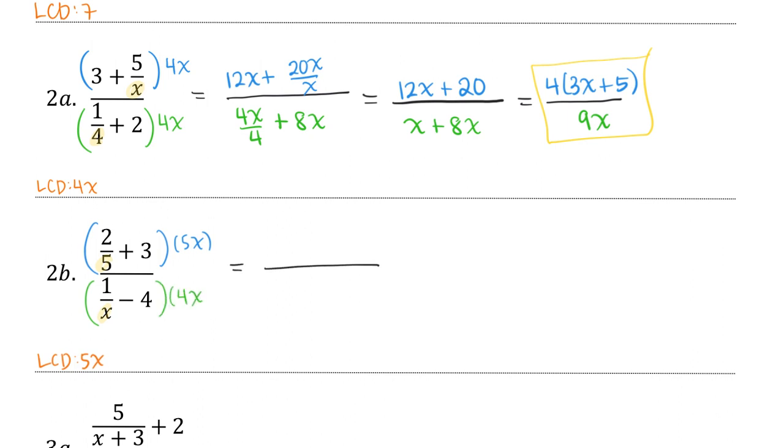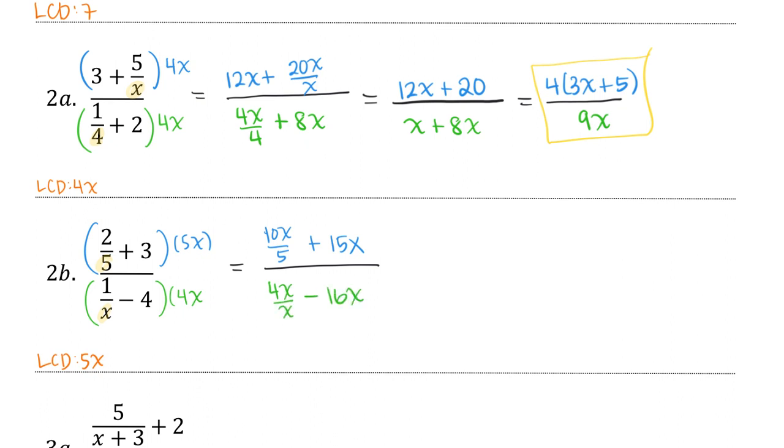Okay, I'm going to distribute on the top. So 2 times 5x is 10x over 5 plus 3 times 5x, 15x. Okay, how about on the bottom? 4x times 1 is 4x, but it's over x. And then 4 times 4x is 16x.